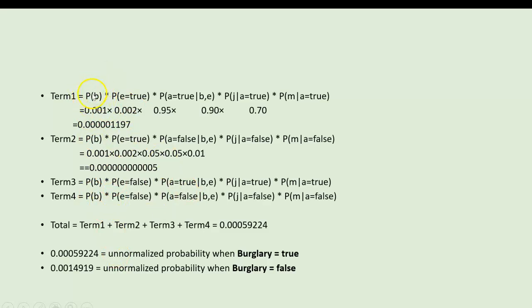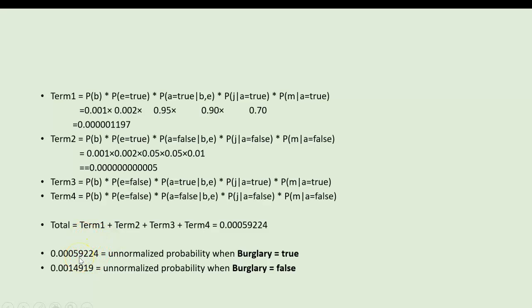So first the probability of burglary equal to false, and then the E value and A value you will be changing. Why? Because those were hidden variables. So all those four values you will be adding. That value will yield 0.0014919. So both these probabilities are unnormalized probabilities.